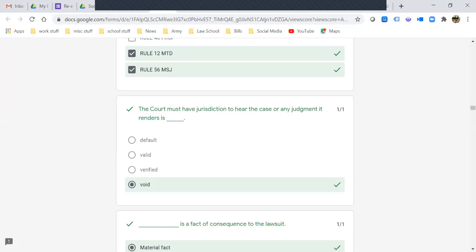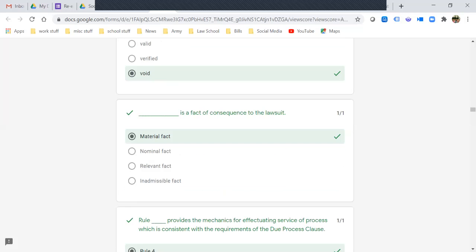The court must have the jurisdiction to hear the case or any judgment it renders is void. All right, so I'll say that again. The court must have jurisdiction to hear the case or any judgment it renders is void. That makes sense. All right, what is a material fact? A material fact is a fact of consequence to the lawsuit. Material fact is a fact of consequence to the lawsuit.